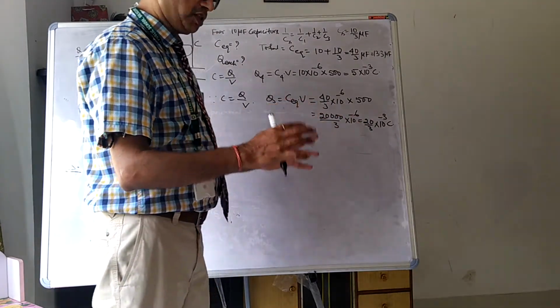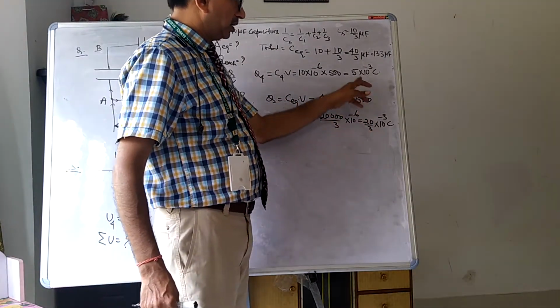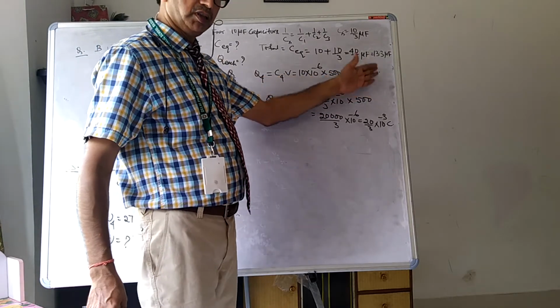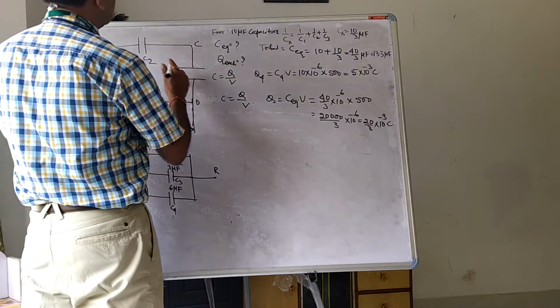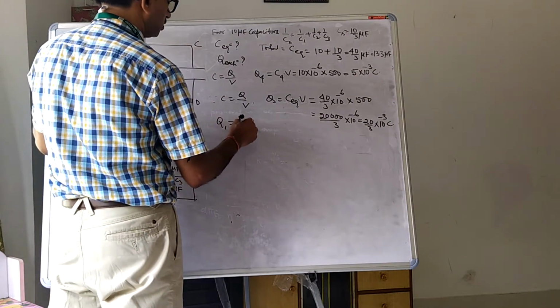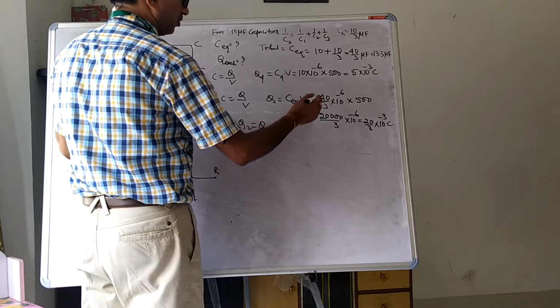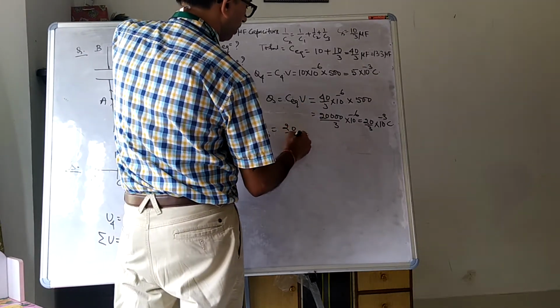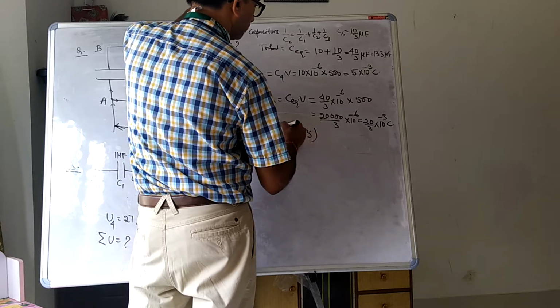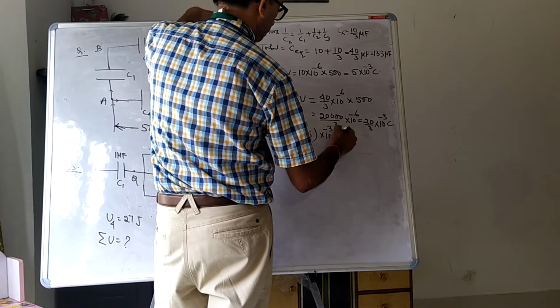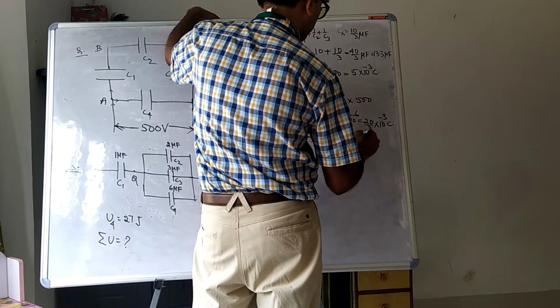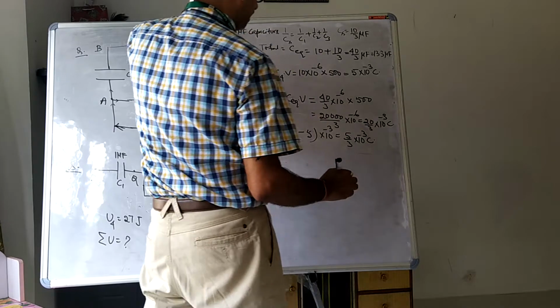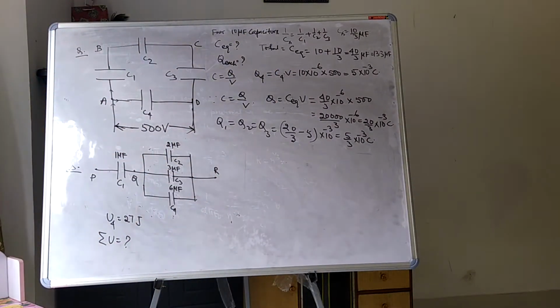So out of the total charge of 20 by 3, the 5 into 10 to the power minus 3 is with C4, so the balance is with the others, right? So the charges with C1, that is Q1, Q2, Q3, will be how much? It will be 20 by 3 minus 5 into 10 to the power minus 3. So it will be 5 by 3 into 10 to the power minus 3 coulomb. That will be with all those three capacitors.